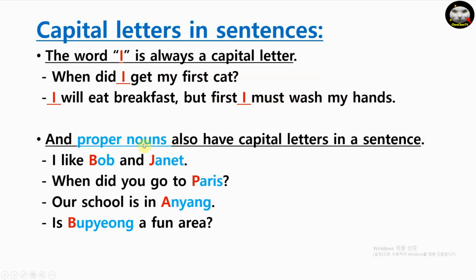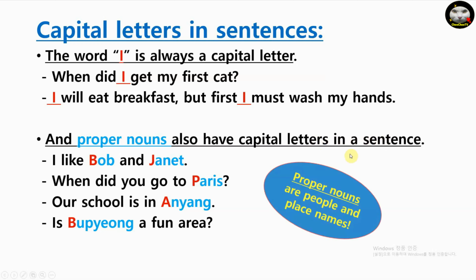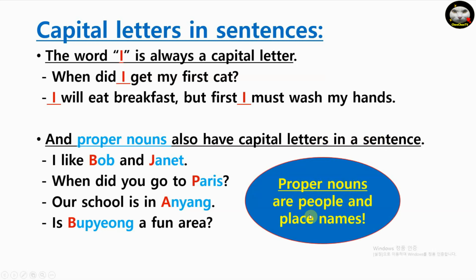And proper nouns also have capital letters in a sentence. Proper nouns are people and place names. So, example, I like Bob and Janet. These are people's names, and they will start with a big letter or capital letter. Another example, when did you go to Paris? Paris is a place name, so it also gets a capital letter to start the word.